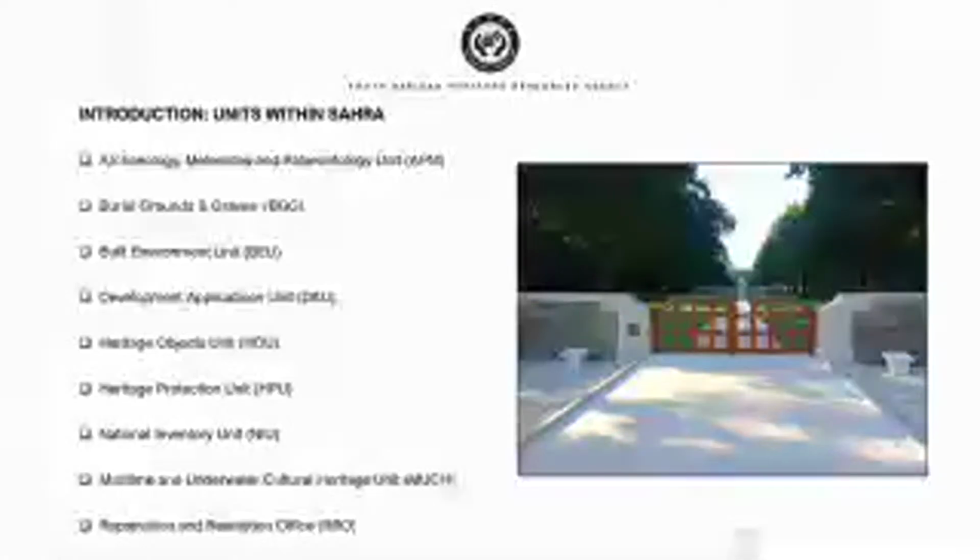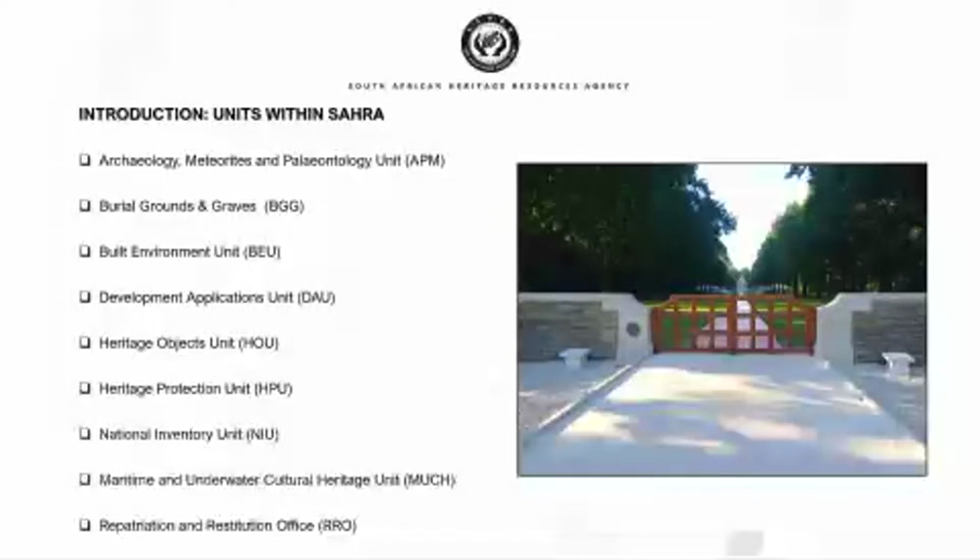Now, just to explain how SAHRA is made up, SAHRA has different units within it. These units all focus on a different section of the legislation in order to cover holistically the conservation of heritage. And so you have the APM unit, which is short for archaeology, meteorites, and paleontology unit. We have the burial grounds and graves unit. We have the built environment unit, the development applications unit, the heritage protection unit, the national inventory unit, the maritime and underwater cultural heritage unit, and then the repatriation and restitution office.